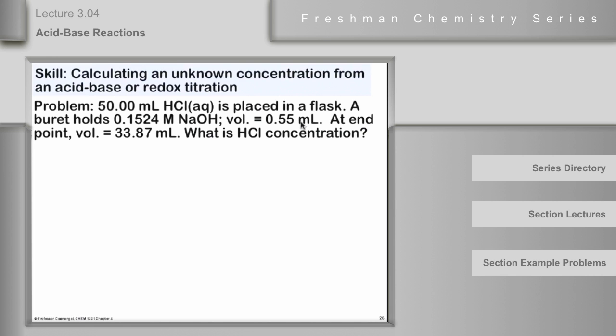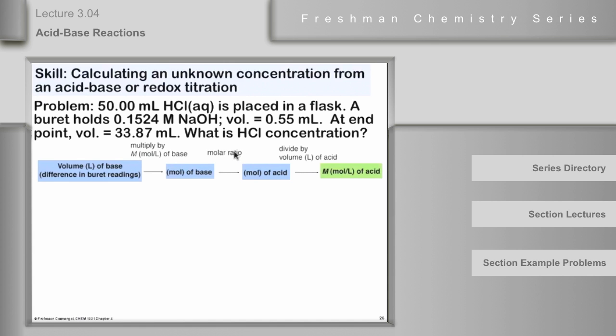Now, if you've ever done a titration, you know there are some people who will try their hardest to get the initial volume at 0, like it mattered. Okay? As long as it's on the graduated part of the tube, it doesn't matter, does it? So 0.55 is the starting point, and 33.87 is the point when the pink color shows up and just stays. What is the HCl concentration?